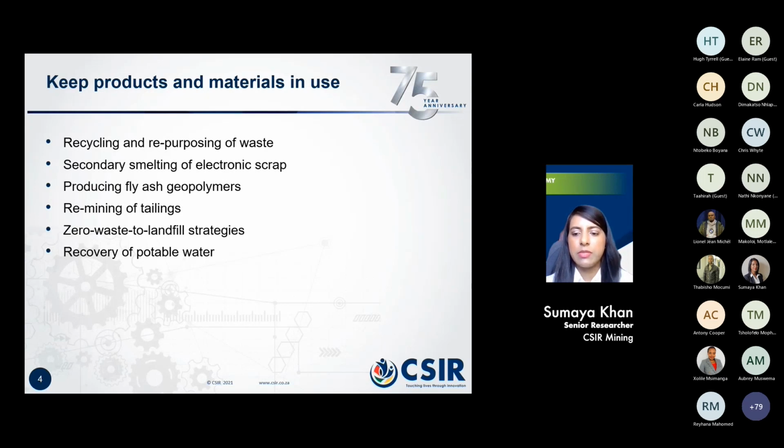Then there's secondary smelting of electronic scrap to recover valuable metals such as gold, silver, copper, and palladium. And another consideration is the reuse of fly ash. So fly ash is a typical byproduct of coal mining, and this fly ash could be used to produce geopolymers. And this is an environmentally friendly option that could be used instead of cement in construction.